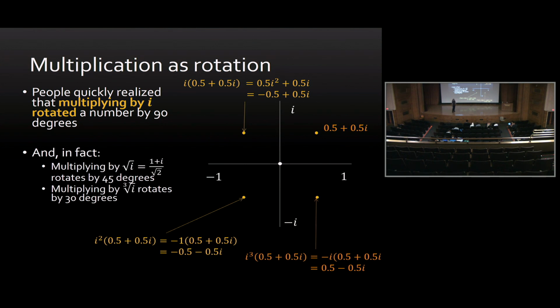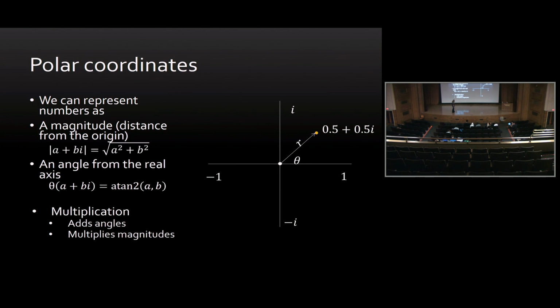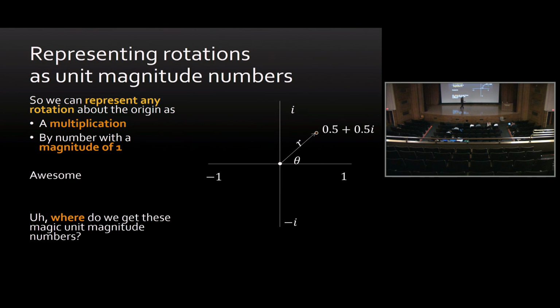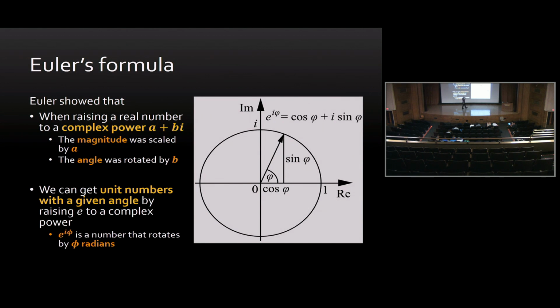And eventually, Euler figured out that we could write everything as polar coordinates. And multiplication of numbers in polar coordinate form multiplied the magnitudes and added the angles. And in particular, Euler figured out that if you work in complex numbers, e to the i times some angle is the cosine of the angle plus i times the sine of the angle. And he figured that out.